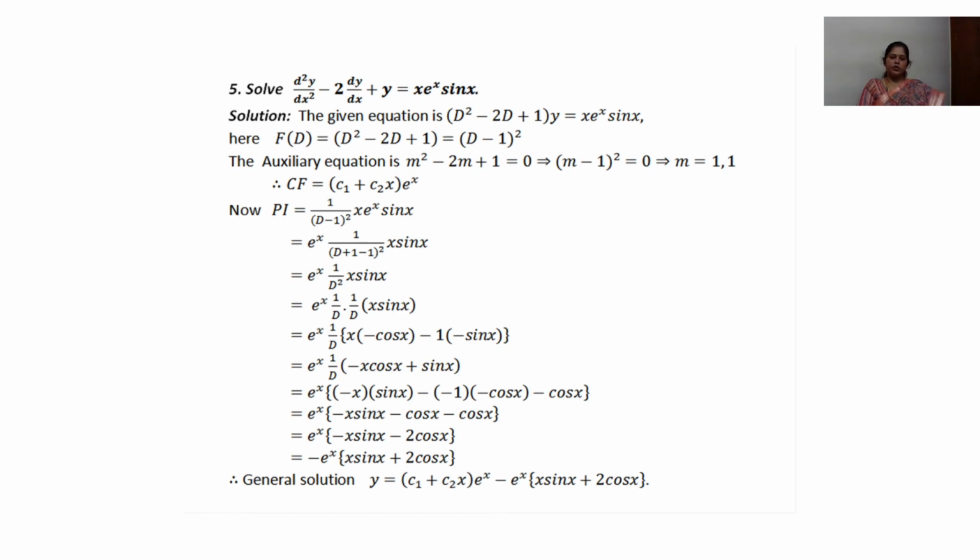So we have the cos term twice, so we are combining that too. We'll get e to the power x into minus x sin x minus 2 cos x. So we can take minus as a common factor. So we are getting PI is equal to minus e to the power x into x sin x plus 2 cos x. Therefore, the general solution is y is equal to c1 plus c2 x into e to the power x minus e to the power x into x sin x plus 2 cos x.